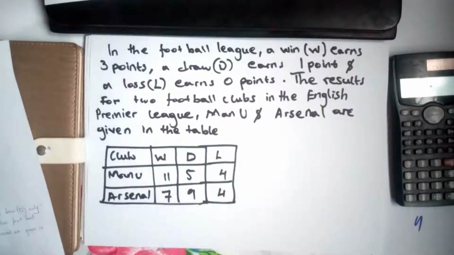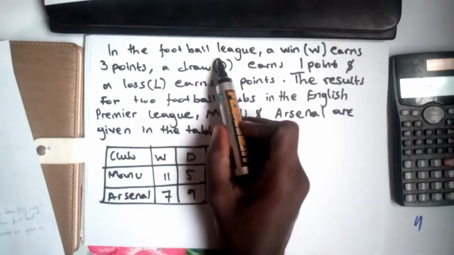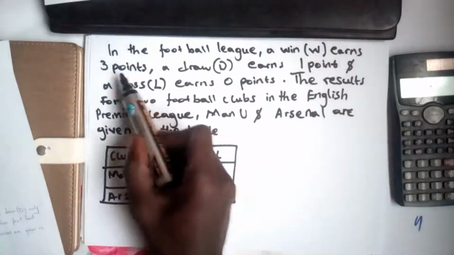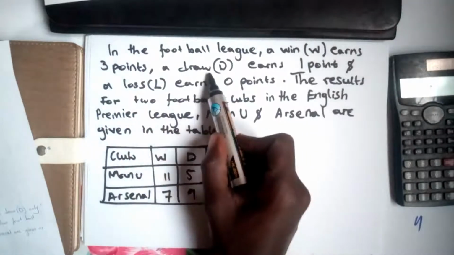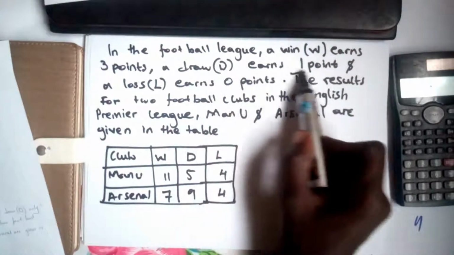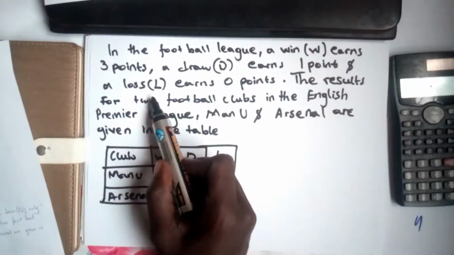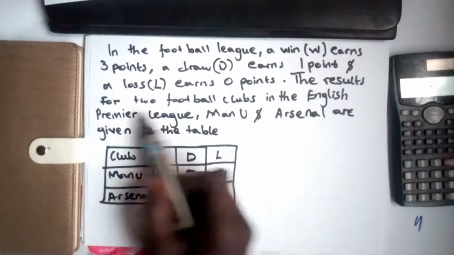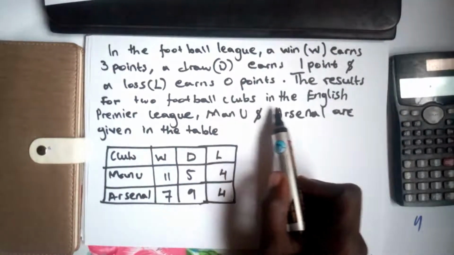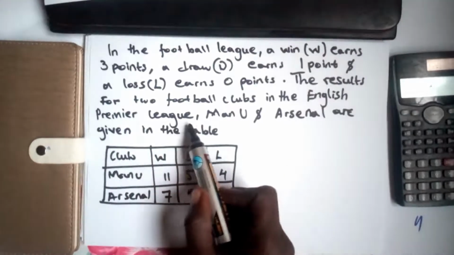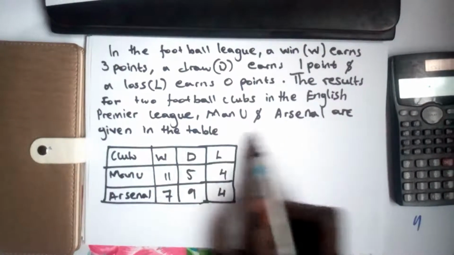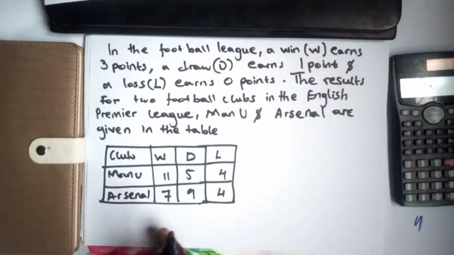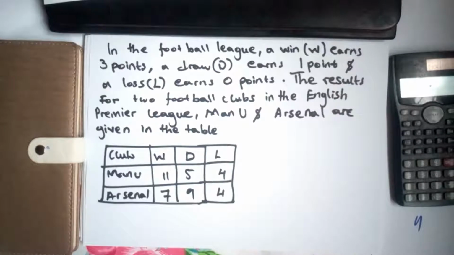The question is, in the Football League, a win represented by W earns 3 points, a draw D earns 1 point, and a loss earns 0 points. The results for two football clubs in the English Premier League, Man U and Arsenal, are given in the table. So the table here represents the results that these two teams have.